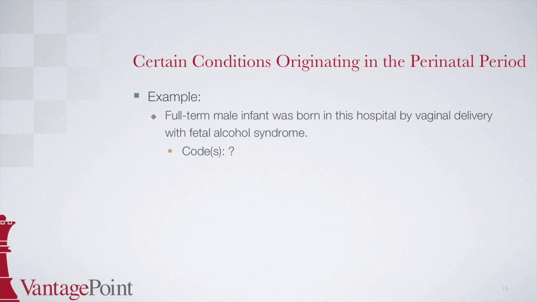For the next example, a full-term male infant was born in this hospital by vaginal delivery with fetal alcohol syndrome. How would you code this? Please pause the webinar to complete this example and then hit play to continue and learn the answer.